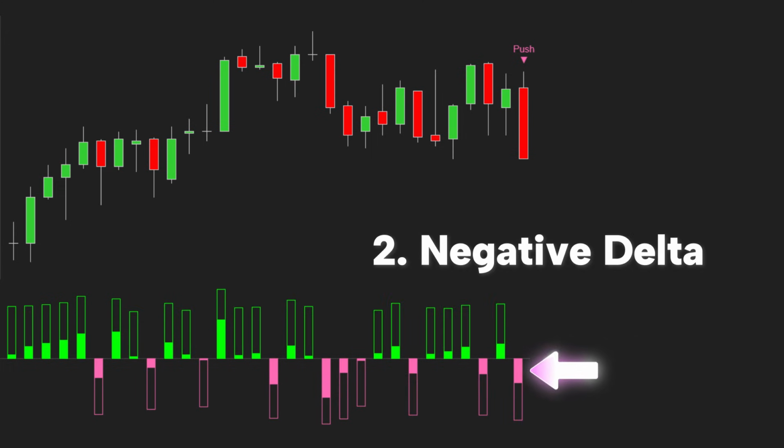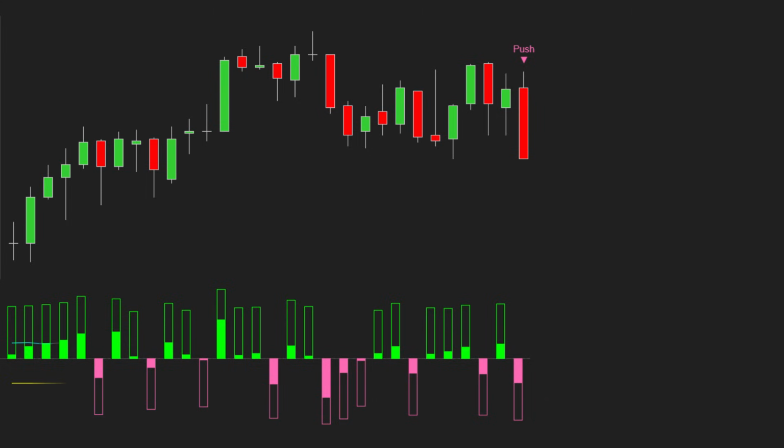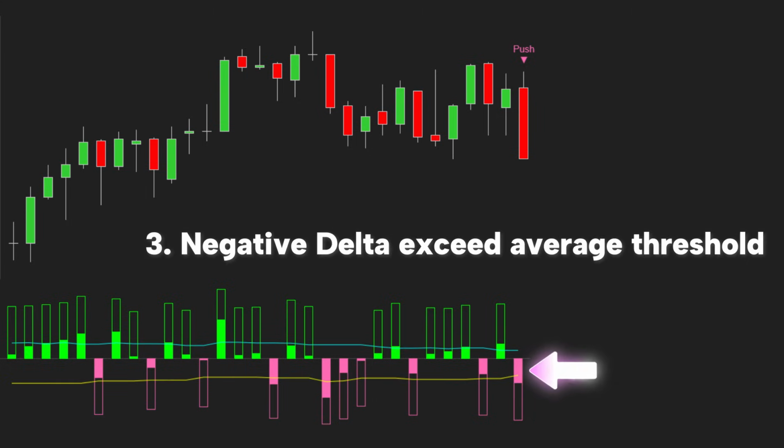In this condition, the bearish push candle must have a negative delta. This shows that within the candle itself, selling volume clearly dominates buying volume. Next, in the third condition, the system checks whether the negative delta of the signal candle exceeds the average negative delta threshold. When negative delta moves beyond the average level, it shows that selling pressure is not normal, but significantly stronger than usual.